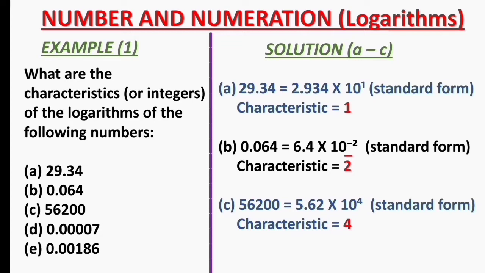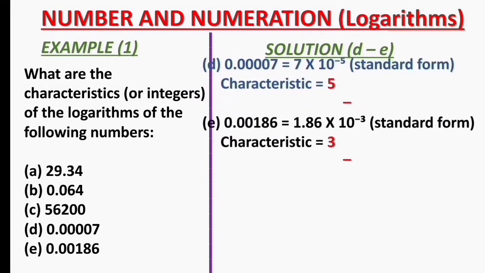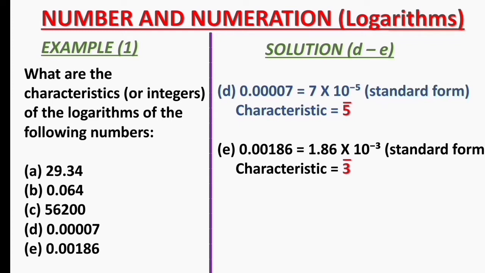Now, following this pattern, can you tell the characteristic of the numbers in question D and E? Let's see if you are right. For question D, the characteristic is bar 5, while for question E, the characteristic is bar 3. Here the numbers are having bar notation because they are numbers less than 1. I hope question 1 is clear to you.